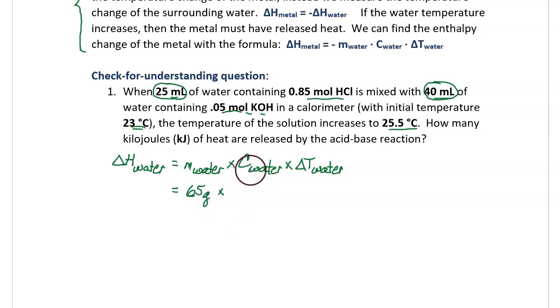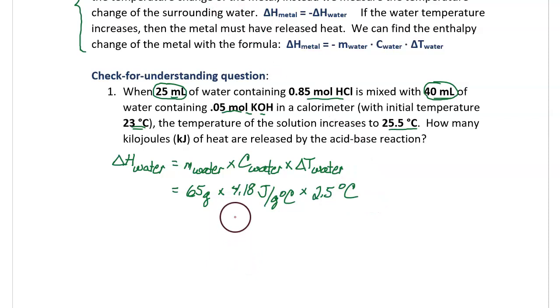Now we need to multiply by capital C, the specific heat of water. That was given in the table in the video in the previous lesson. 4.18 joules per gram degree Celsius. Next, we'll multiply by the change in temperature of the water. It increases in temperature 2.5 degrees Celsius.